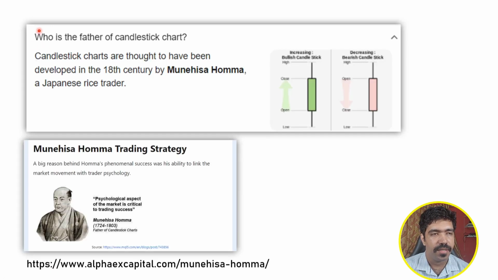Now let us take the next question. Who is the father of the candlestick chart? A man named Munehisa Homma, a Japanese rice trader, invented the candlestick chart pattern. This chart pattern was invented by this Japanese trader in the 18th century.